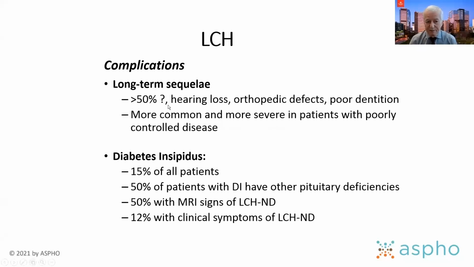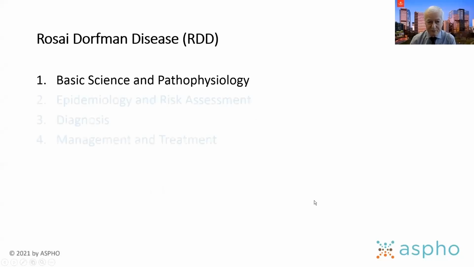Long-term sequelae have included loss of hearing, orthopedic defects, and poor dentition, more often in those patients with very severe disease. Overall, diabetes insipidus happens to about 15% of patients, and really means that there's active disease that causes this. It's not just a late complication. It's important to note that 50% of these patients will have other pituitary deficiencies after they develop DI, and they will have MRI signs of the neurodegenerative disease. Fortunately, just a minority of them have clinical symptoms of neurodegeneration.